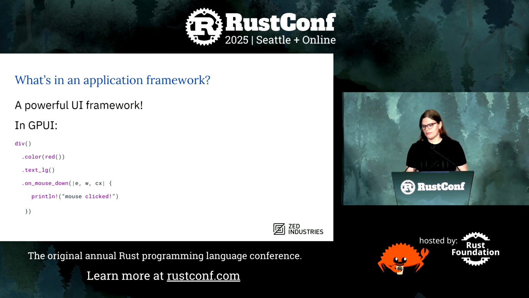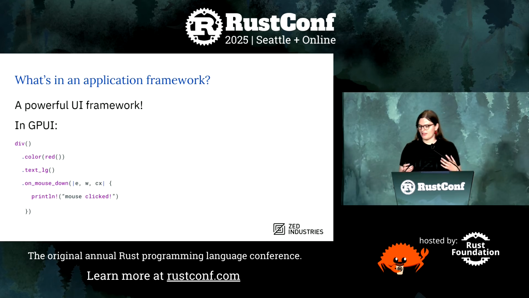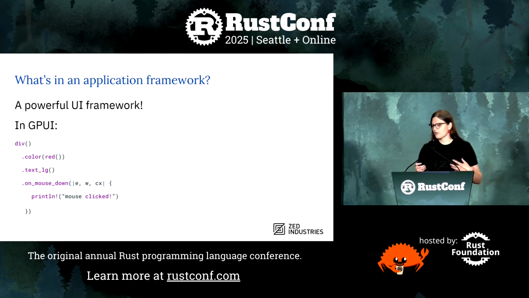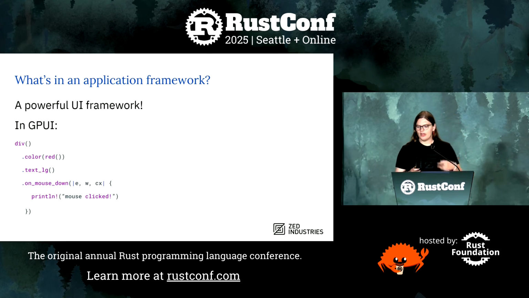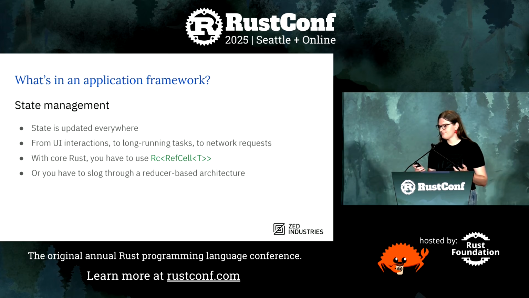And this is what it looks like. Here we have a div, analogous to the HTML element of the same name. Div supports all the basic styling properties you'd expect from seeing CSS, using Tailwind's utility classes. And you can use closures to handle events.